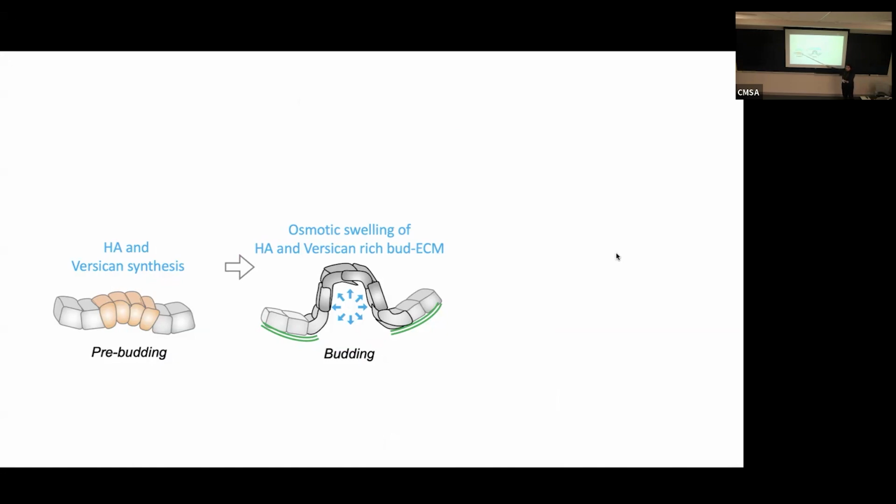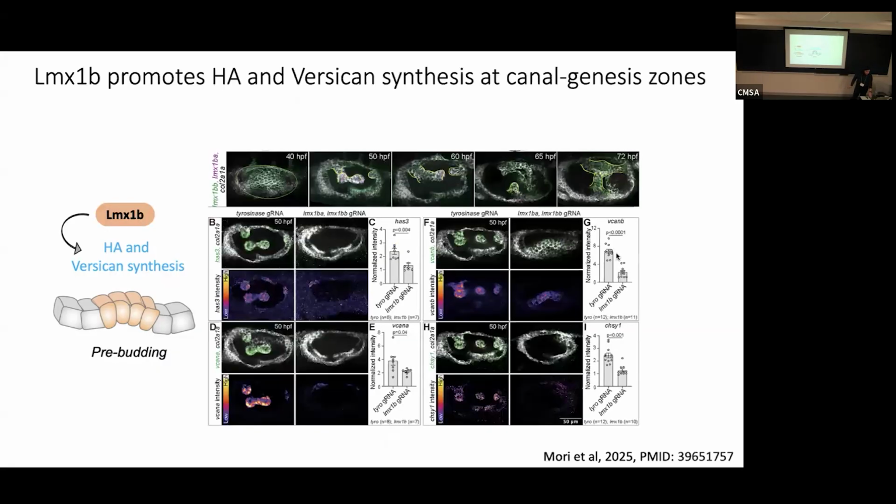But how is that pattern defined, which is your question, Maha? So we knew about this transcription factor from the literature. It's called LMX1B. It's a limb homeobox containing transcription factor. It's very well known in limb development. And it was known for its role in upregulating, promoting ECM synthesis, including hyaluronic acid and proteoglycan synthesis.